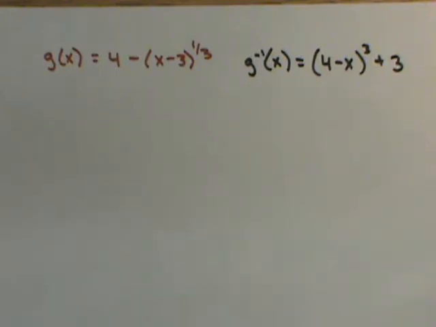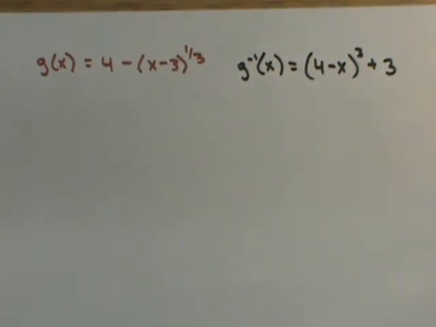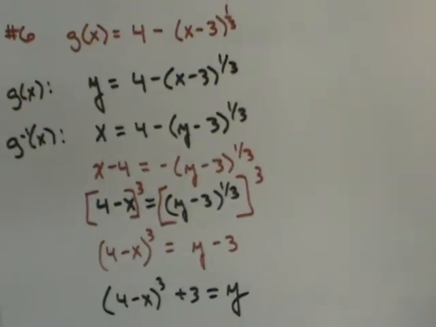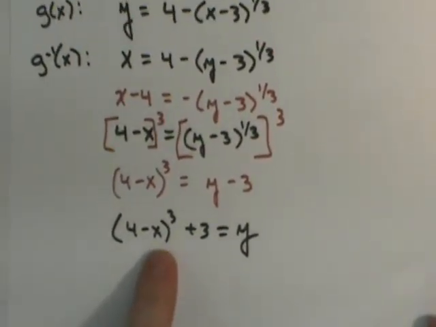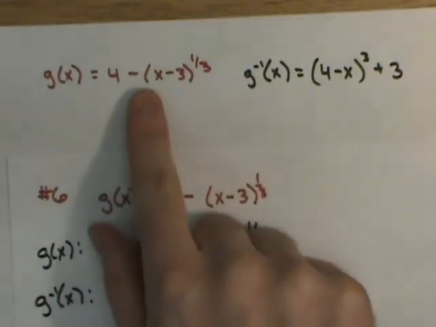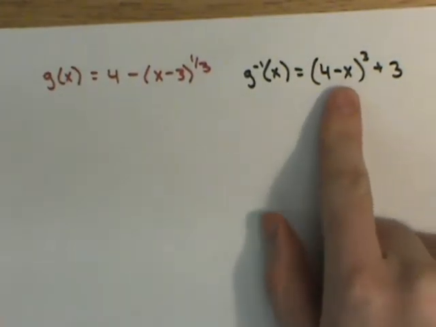In a previous example, I showed how we were able to go from a function to its inverse. And this was the second part of that problem. I went from the original function to the inverse, and that's what I have written here. I have the original function and its inverse.